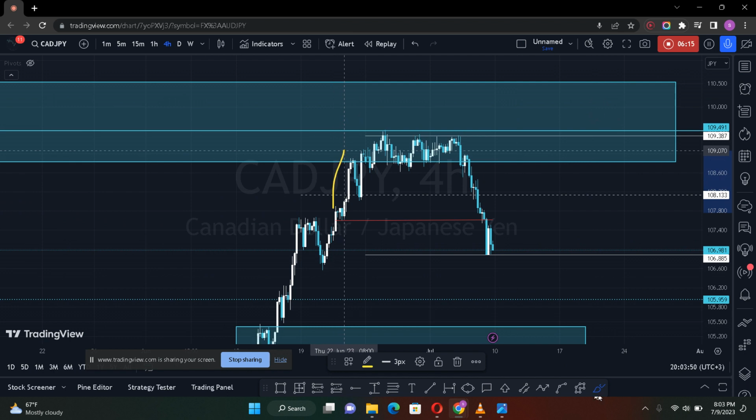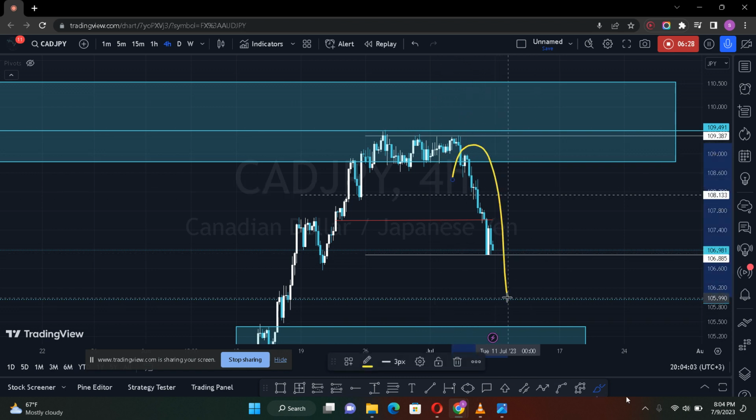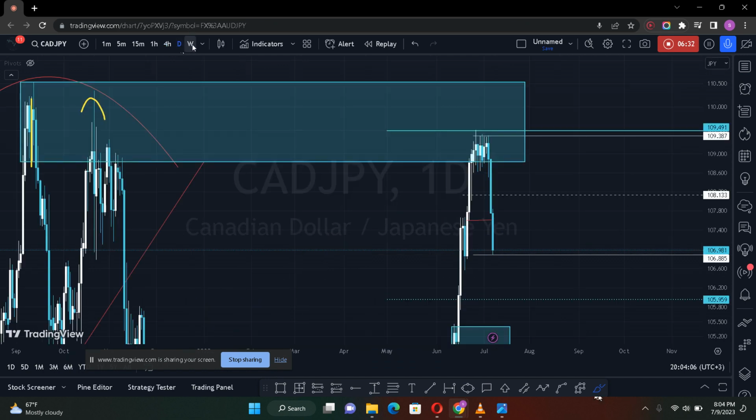As you can see, price had the first visit to a point of interest, sold off, went back, had a minor sell-off, then you see. So these are orders that were being filled before we had this major sell-off. So back to the weekly.